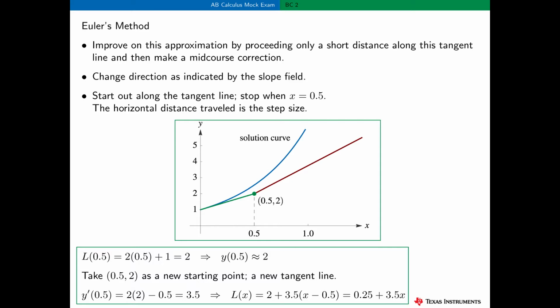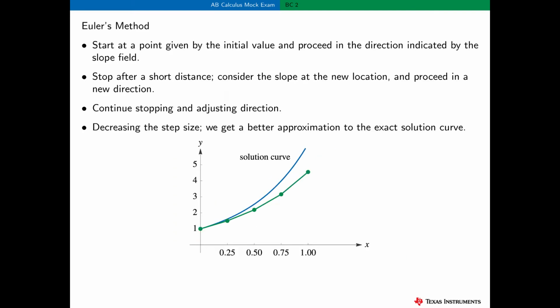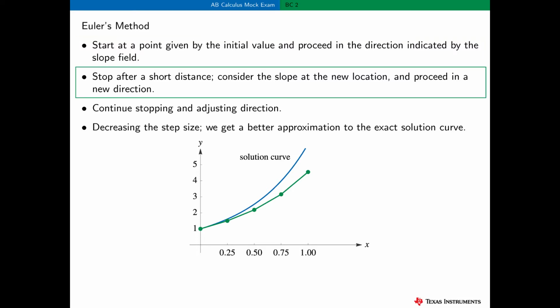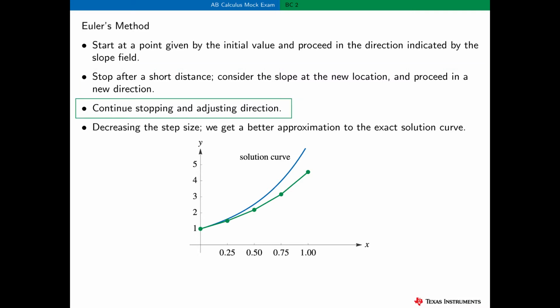Note that if we were to decrease the step size, say from 0.5 to 0.25, it seems reasonable that this procedure would produce an even better approximation. Now, let me describe this method in general. Start at the point given by the initial value and travel in the direction indicated by the slope field. Stop after a short distance and look around. Consider the slope at this new location and travel in this new direction. Continue in this manner, stopping and changing direction as dictated by the slope field.